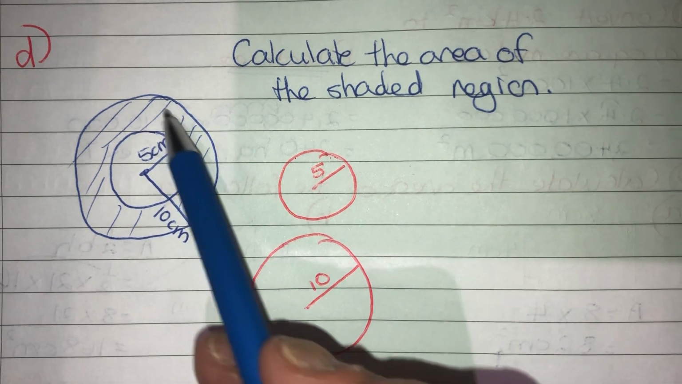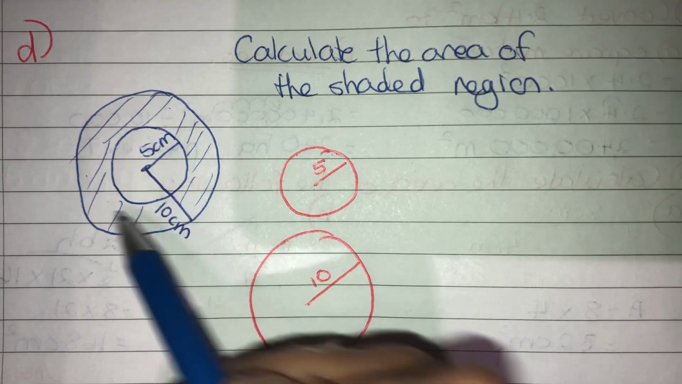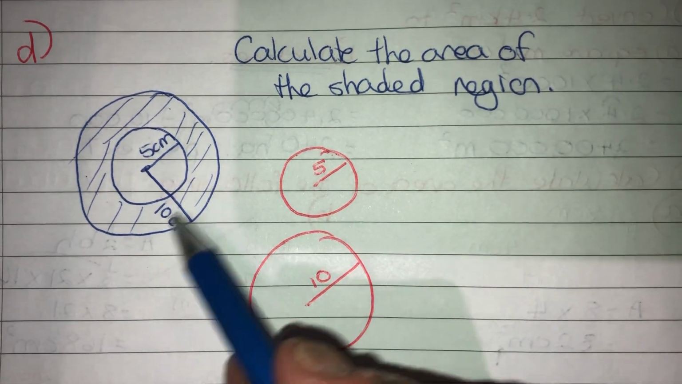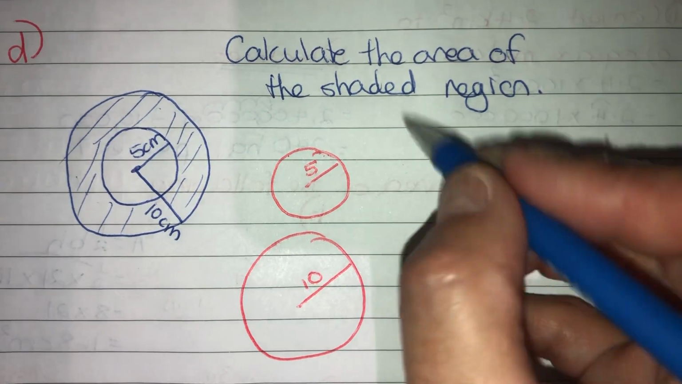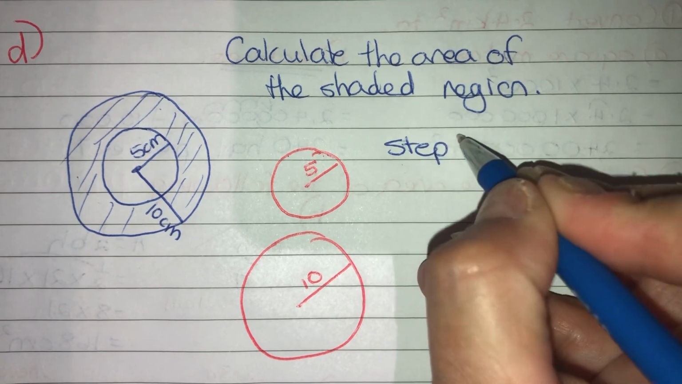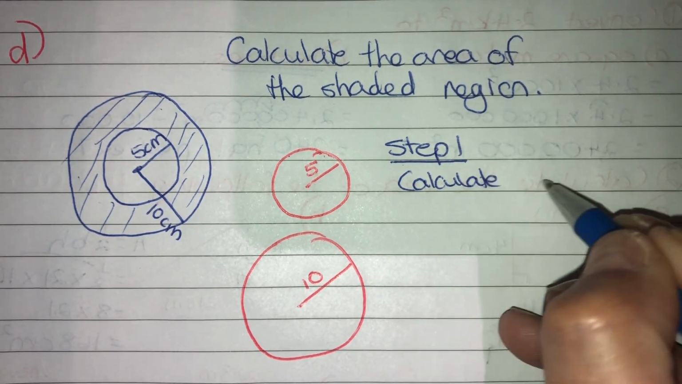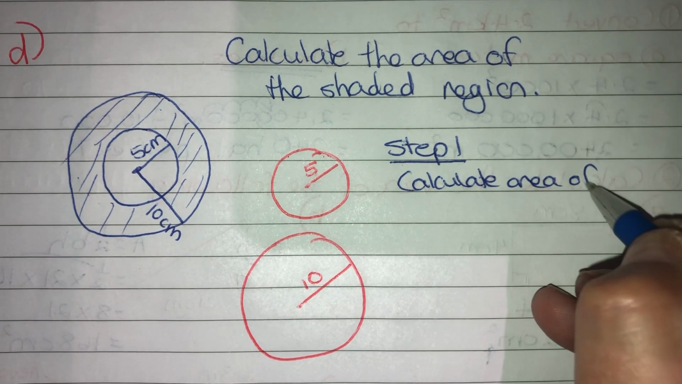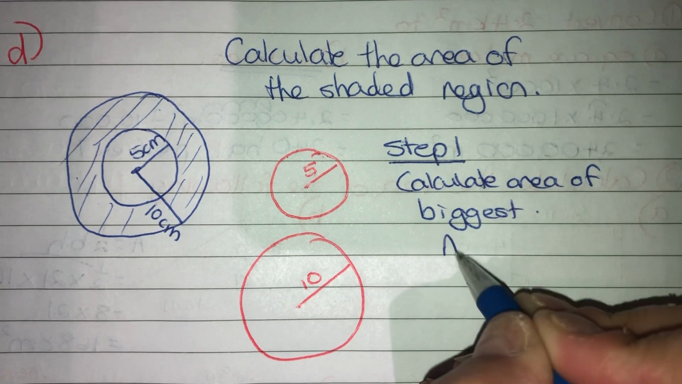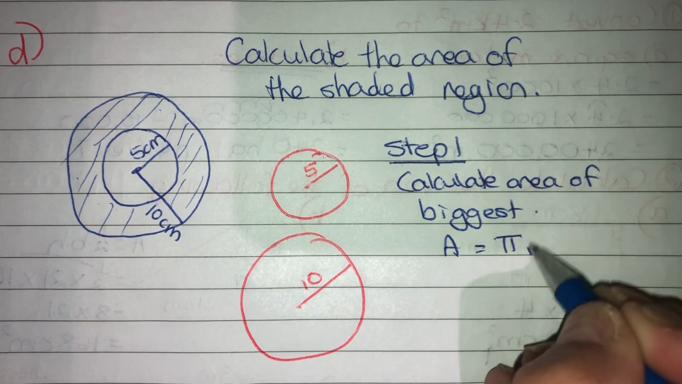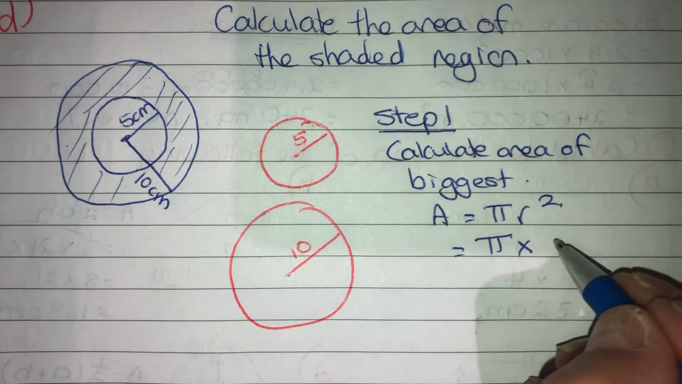To get this shaded area, we get the area of the biggest circle and we take out the area of the smallest one. That will leave us with the shaded area. So step 1 is calculate the area of the biggest, and that is obviously pi r squared, where in this case the radius is 10.